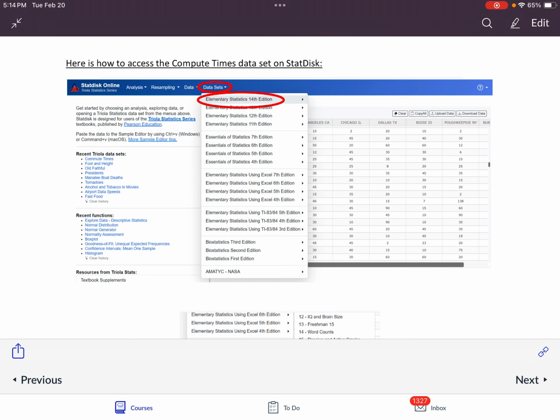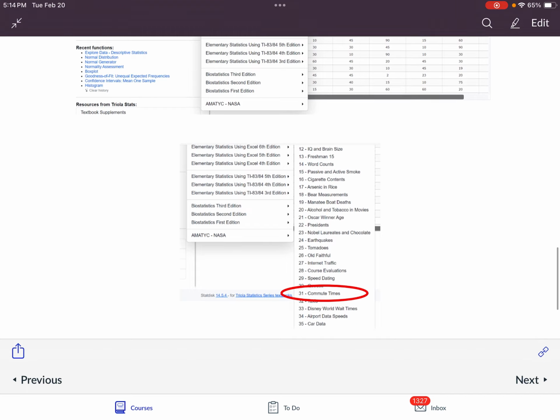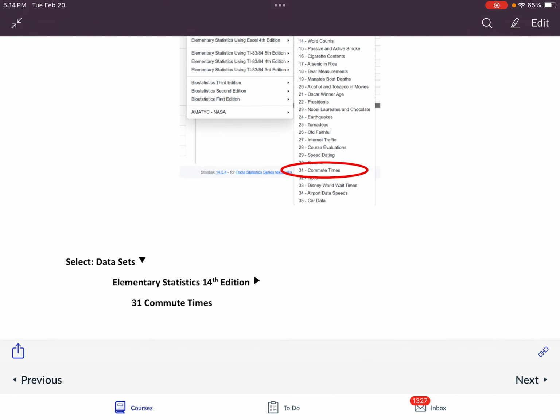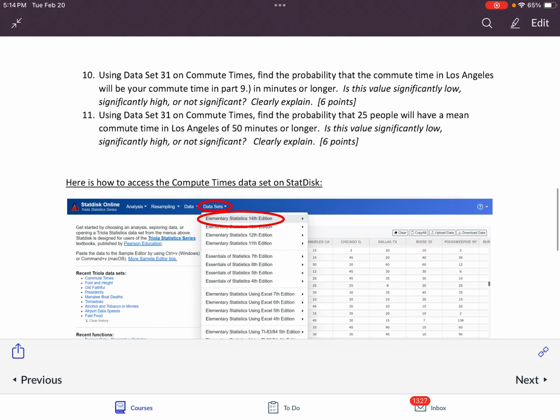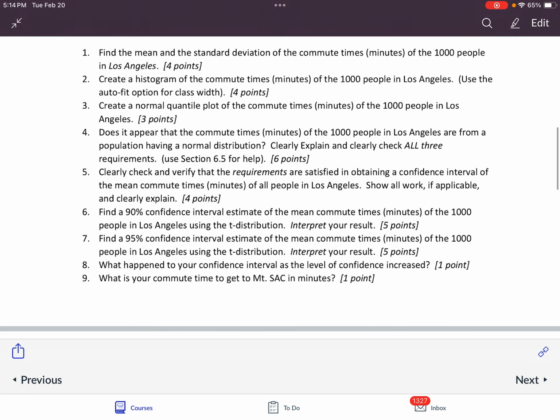At the top, it does say data sets. Selecting down, you select the first option there, the 14th edition. From there, it's a large drop down and you need to go ahead and select 31. That's the data set that we're looking for on commute times. So it is typed on here. Any questions, please reach out and let me know, and then it should just load all that data in.